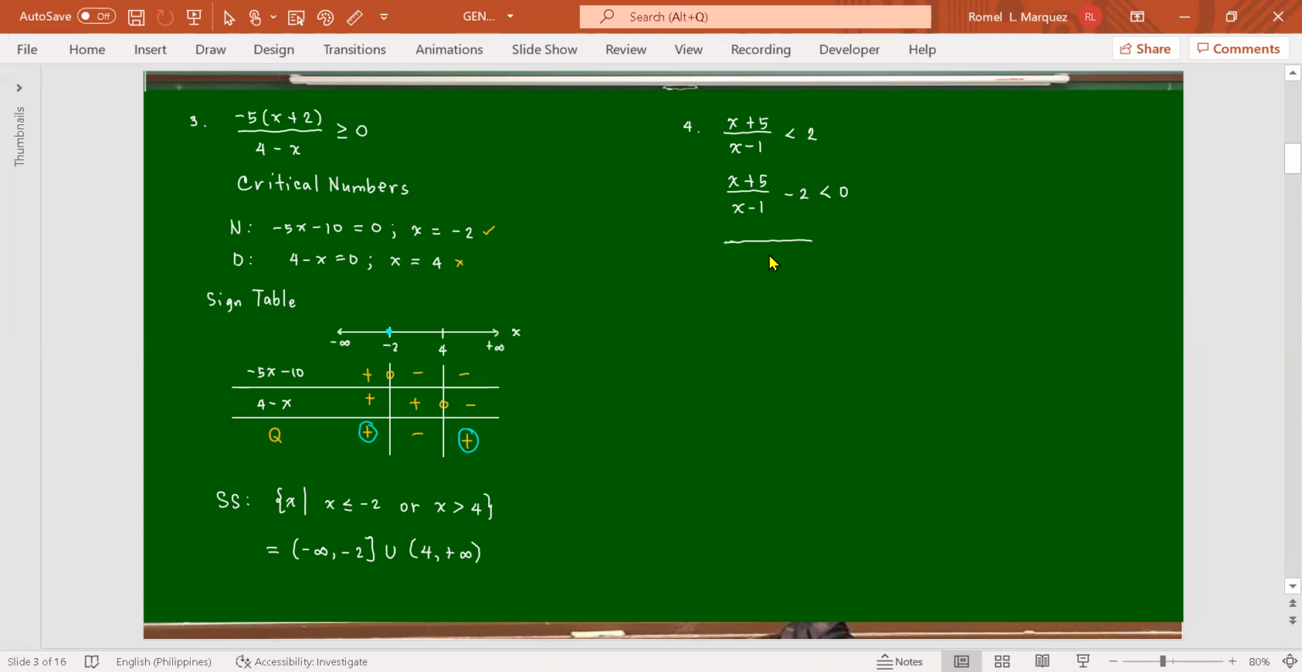Okay, guys? So what is the LCD? x minus 1. So this is x plus 5, and then negative 2 times x, negative 2x. Negative 2 times negative 1, plus 2. And that is less than 0. So we will now get one rational fraction: negative x plus 7, all over x minus 1, less than 0. Am I correct, children?